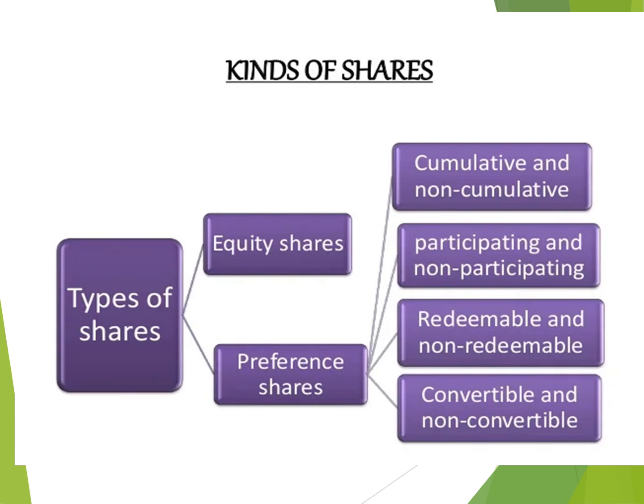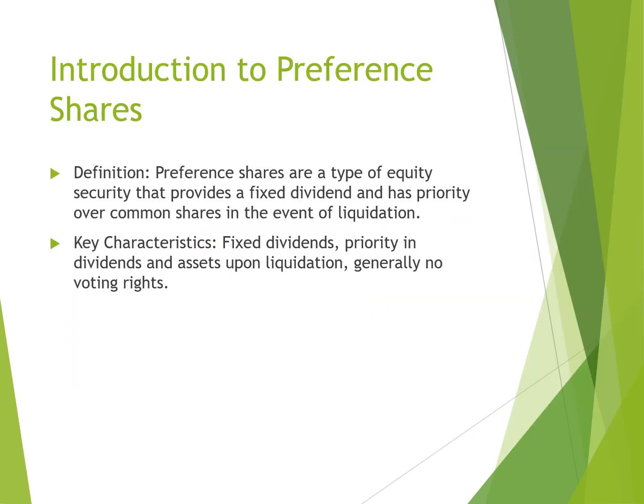Basically there are two types of shares. One is equity share and another one is preference share. So under preference shares, we have different kinds: cumulative and non-cumulative, participating and non-participating, redeemable and non-redeemable, then convertible and non-convertible preference shares. Let us see the meaning of the preference shares, followed by the explanation for each and every type of preference shares.